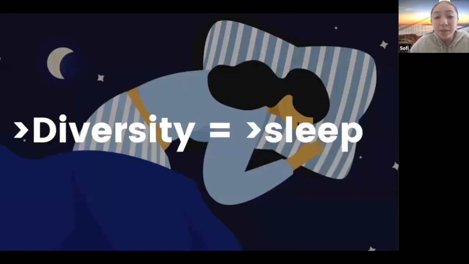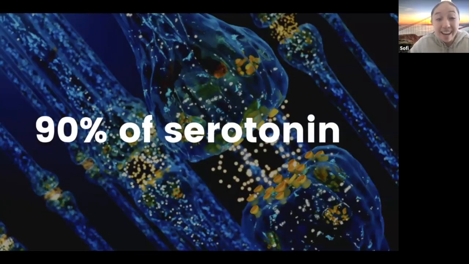So especially, I am interested in this relation between diversity and sleep. Scientists have found that the more diverse our gut microbiome is, the more sleep we're going to have and the more efficient this is going to be. But why does this really happen? Well, we should know that more than 90% of serotonin is located in our gut. And of course, the microbiome has to do something with this.